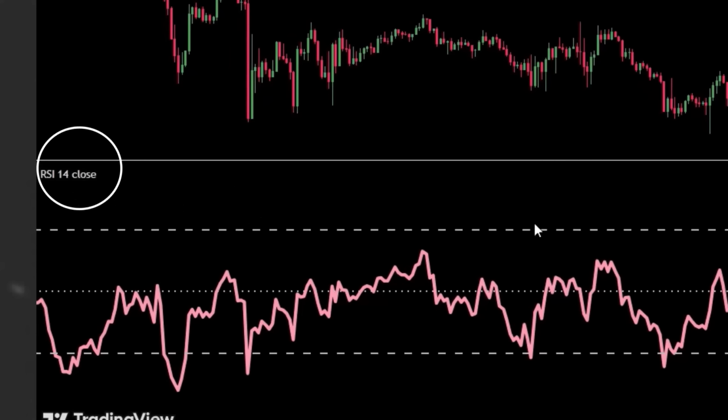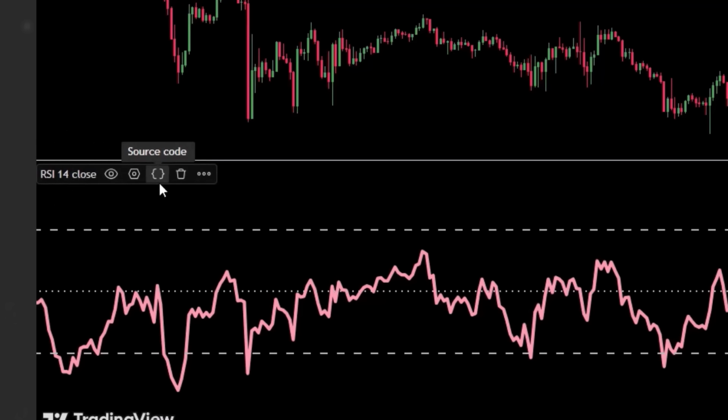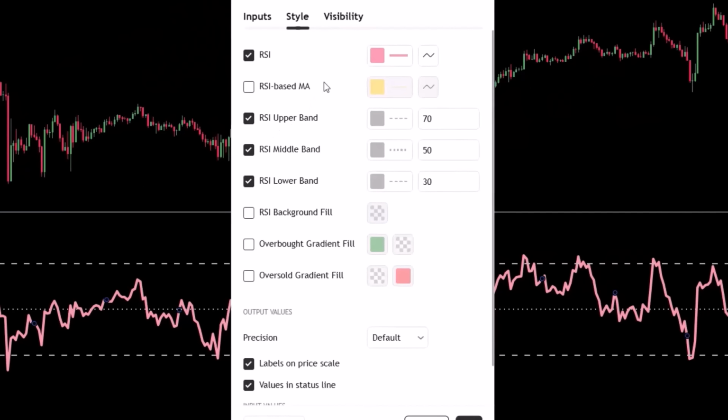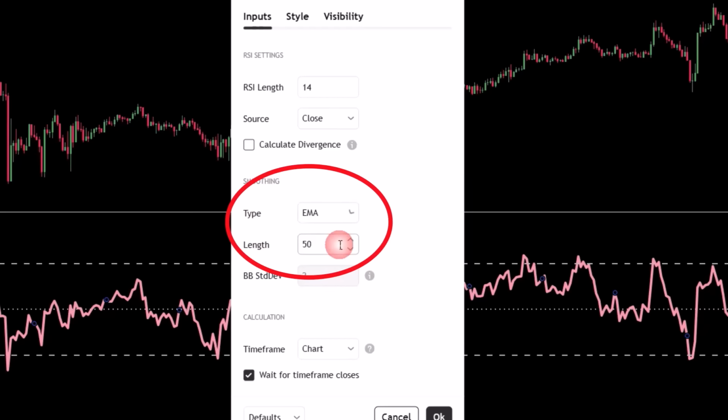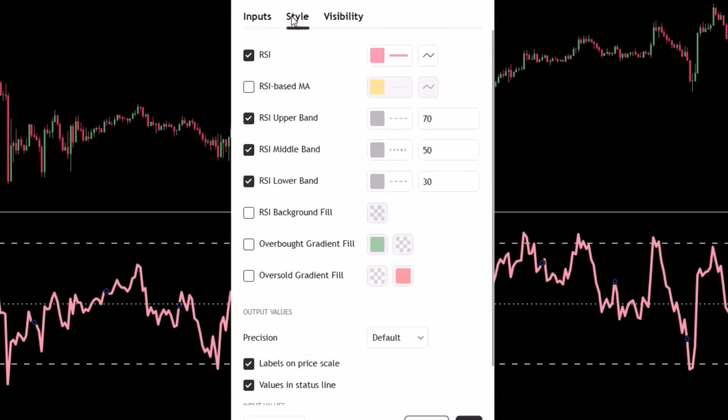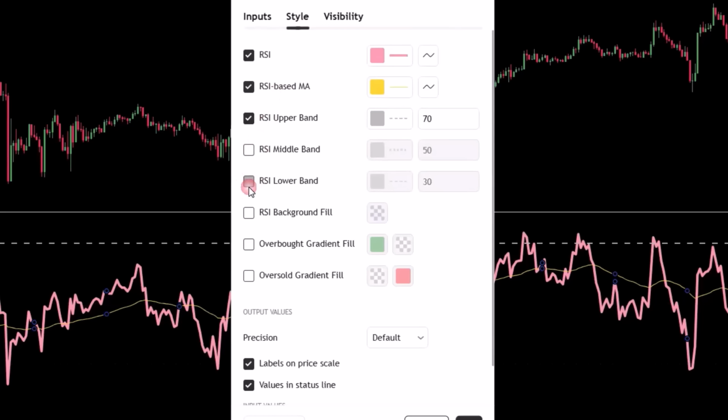Add the RSI to your chart and leave the RSI length at the default value of 14. Then open the indicator settings. In the Input tab, change the MA type to EMA and set the MA length to 50. Next, go to the Style tab. Keep only the RSI-based MA and the upper band visible and uncheck the other options. Change the upper band value to 50 instead of 70. You can also make the lines a bit thicker to improve visibility.